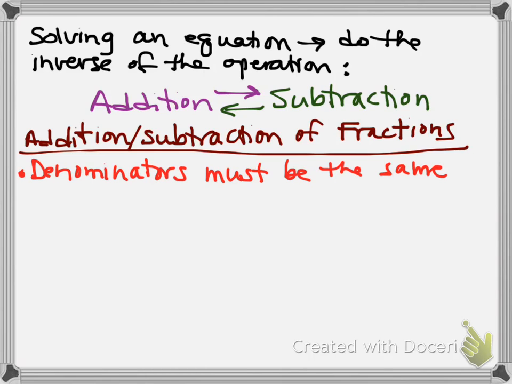So if they aren't the same, you're going to have to figure out what the LCD is. So I'm just going to put some bullet ideas. Again, this should be familiar. So you look for the LCD, that's the least common denominator. And the reason why we go for the least is because then we most likely won't have to reduce answers down the line. And we're dealing with smaller numbers.